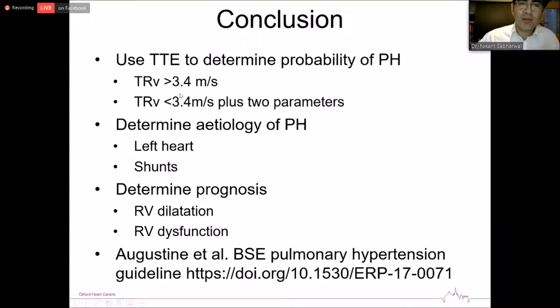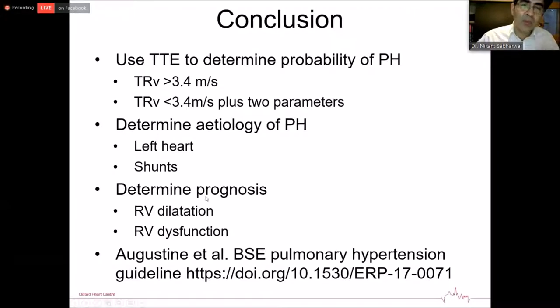It's over 3.4 or less, plus two of these parameters. Echo's brilliant at determining the etiology if it's due to the left heart. And I've given the example of someone with diastolic heart failure causing pulmonary hypertension, or if they've got a shunt. Clearly anything like this, this is where echocardiography comes into its own. If they've got pure lung disease, it's more challenging to determine what's going on.